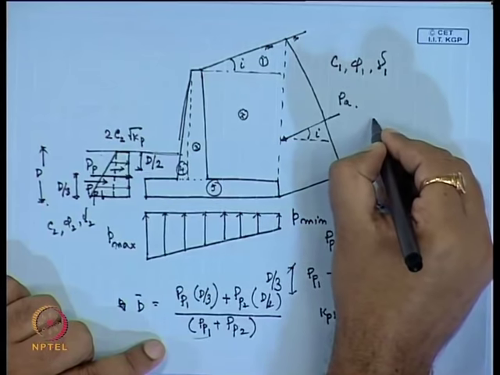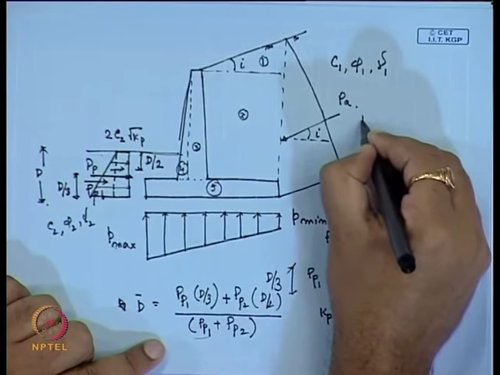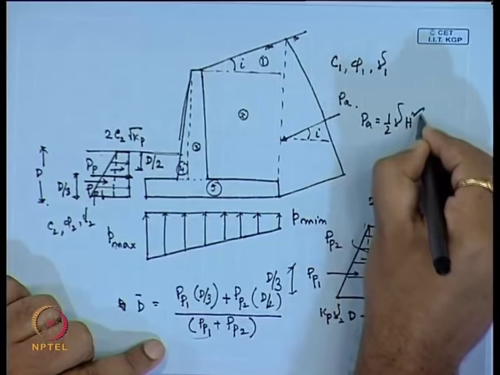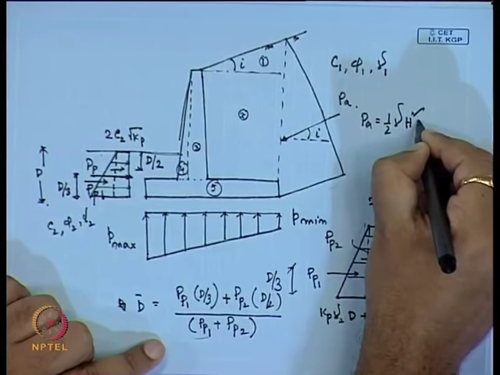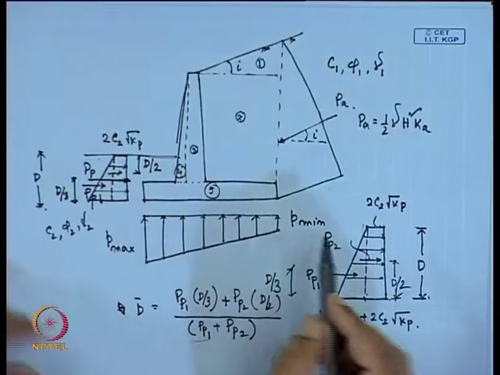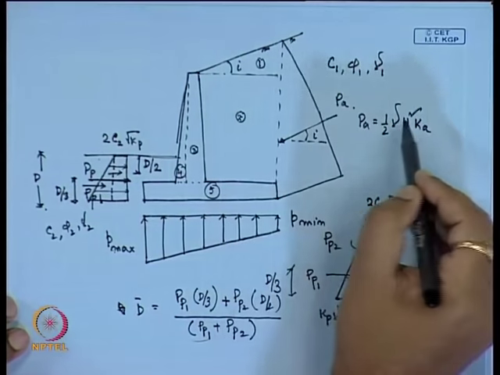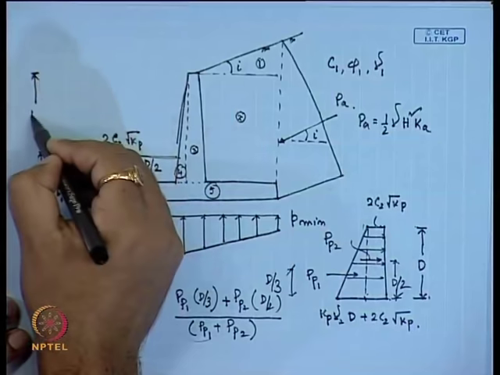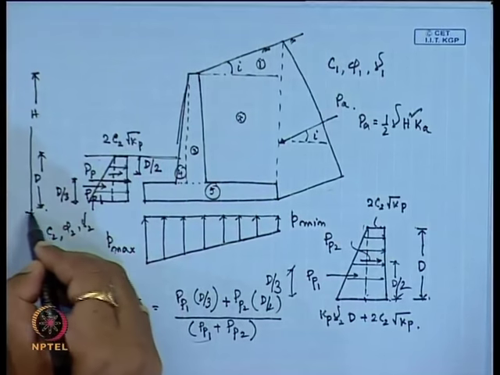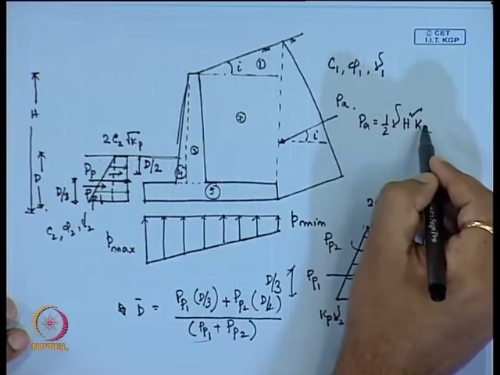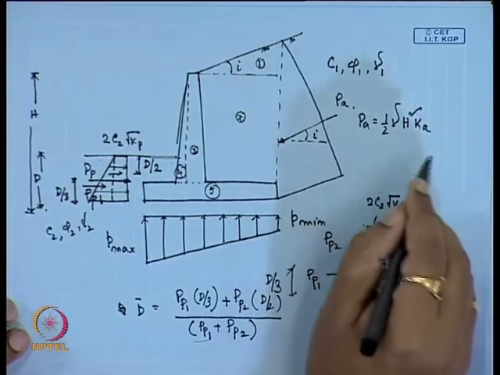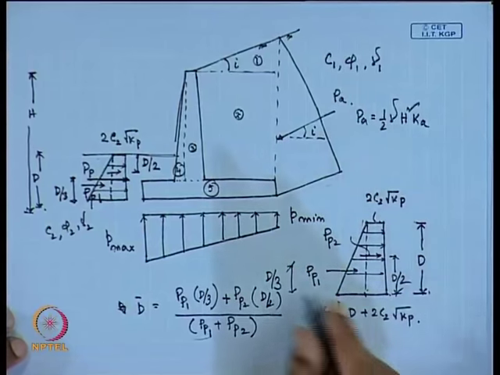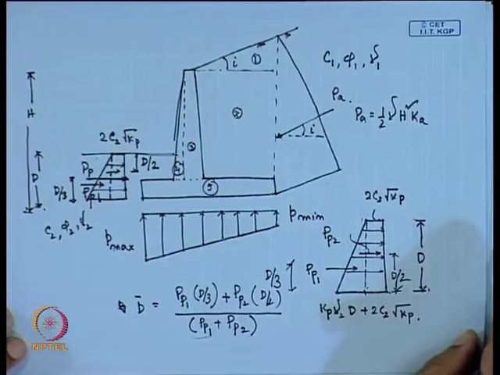Now, when we calculate this P_a value, this force will give us half into gamma into h square into K_a, where gamma is the unit weight of the soil, h is the height of the retaining wall, suppose this is the height of the retaining wall, and K_a is the coefficient of active earth pressure.